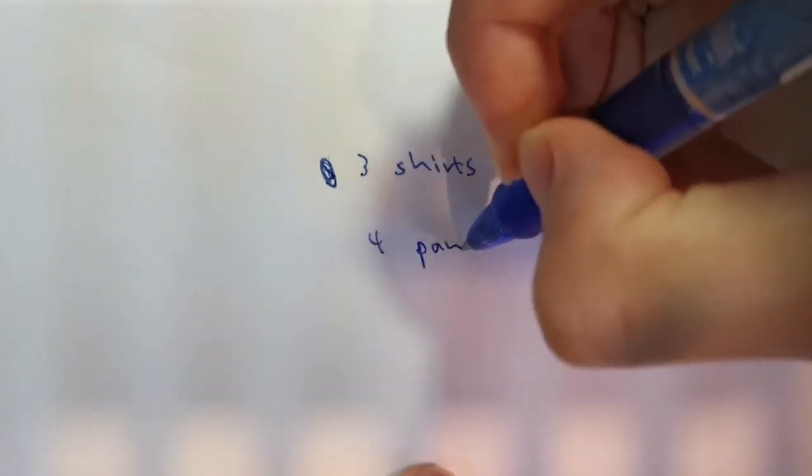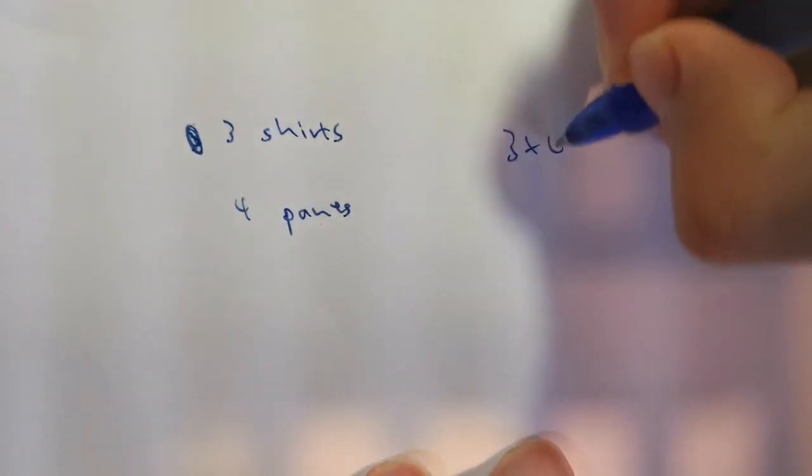Let's start by explaining the multiplication principle. Suppose you have to go out and you're choosing what to wear. You can choose between 3 shirts and 4 pairs of pants. How many ways are there to choose a combination of shirts and pants to go out? The answer is 3 times 4, which is 12. This should be quite simple, right?